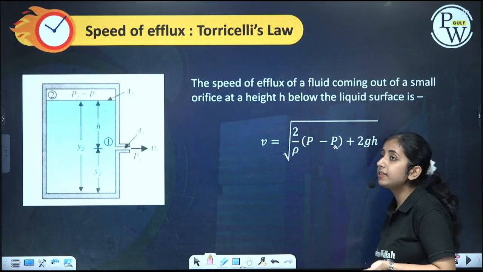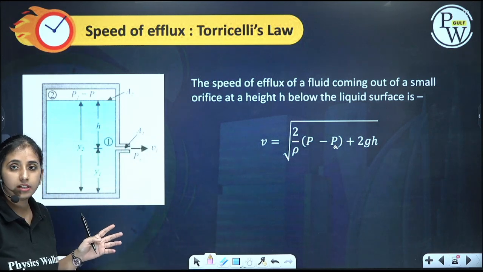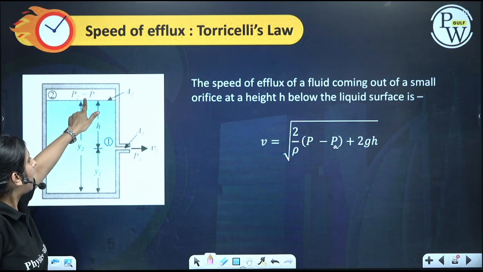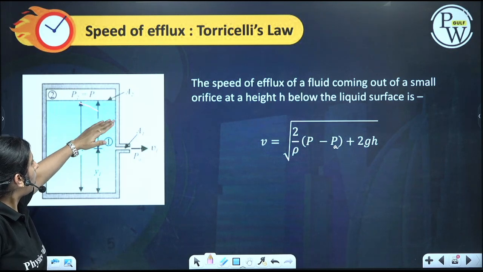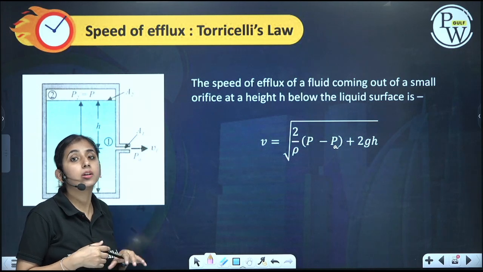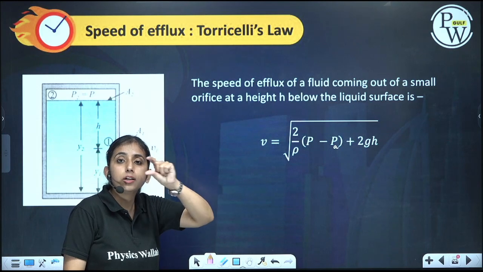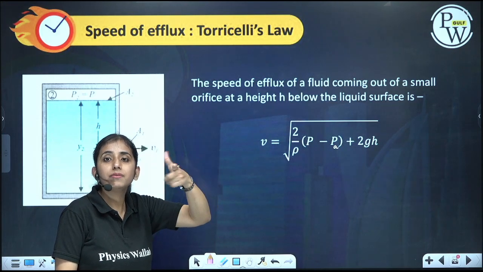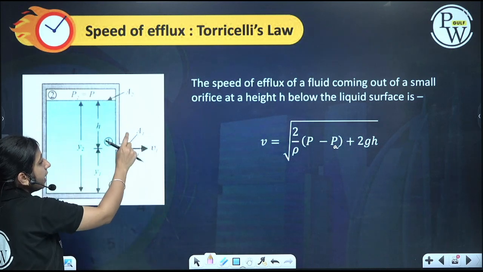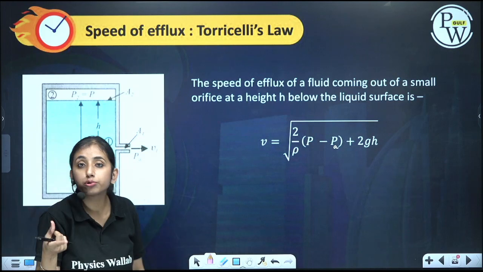Next is the application of Bernoulli's theorem, speed of efflux or Torricelli's law. Suppose we have a fluid enclosed in a container and the pressure at the upper surface of the fluid is P. It is not atmospheric pressure because it is a closed container, not exposed to the atmosphere. So the pressure due to all the gases present above the liquid surface is P.